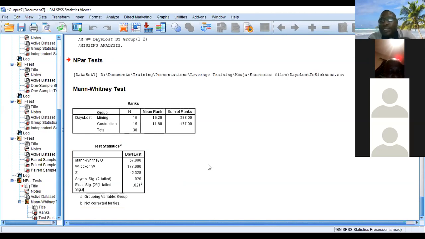So if you look at it, the smallest value, the Wilcoxon here, is 117. For it to be significant, you have to take the smallest among the two. But what is the sample size? 30. Maybe the critical value for sample size 30. So if you look at the p-value, it is significant. And when we ran it under parametric, it was also significant.